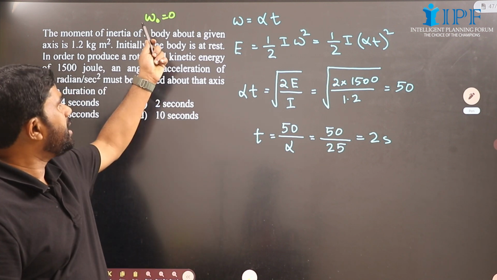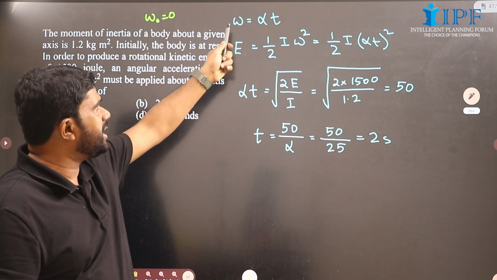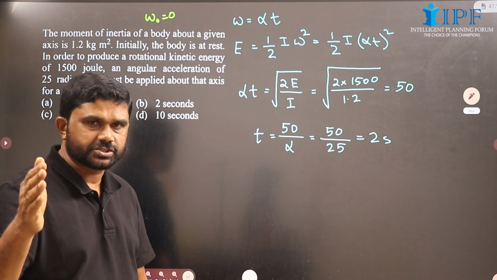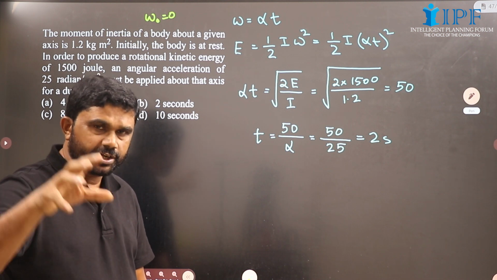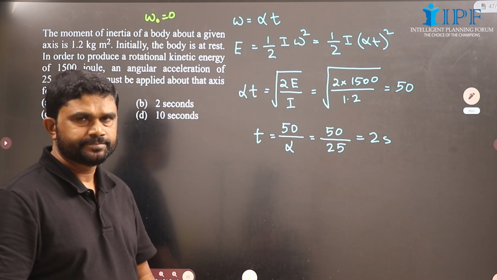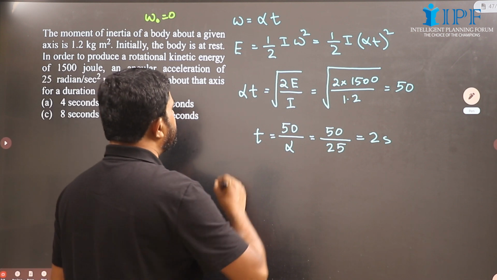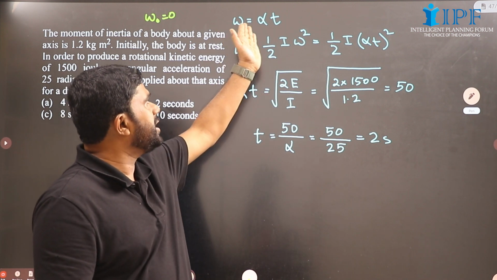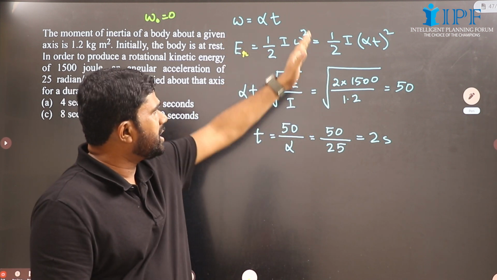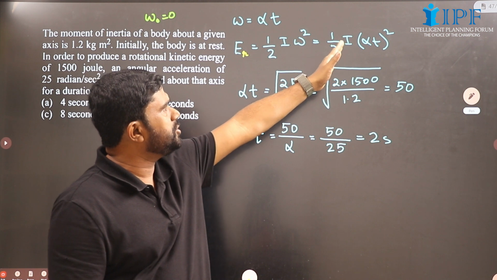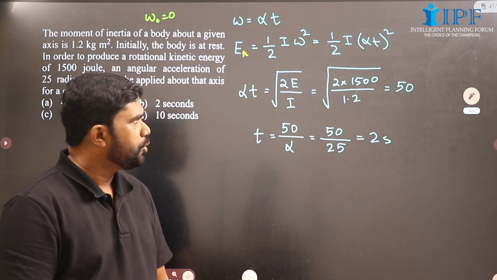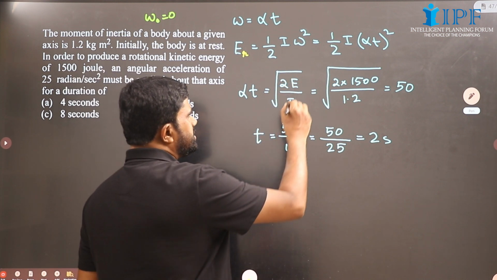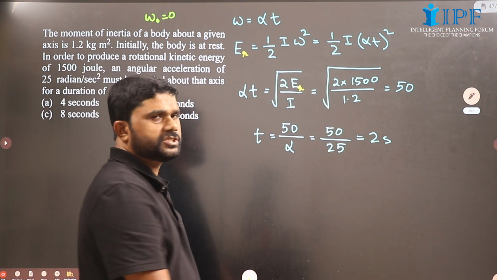So omega 0 is 0, so omega will be equal to alpha t. Translational kinetic energy is half mv square. Corresponding relation in rotational motion is half I omega square. This is the rotational kinetic energy, E with the suffix R. Here we have got omega equal to alpha t. So the rotational kinetic energy will be half into I into alpha t whole square. And alpha t will be under root 2 rotational kinetic energy divided by moment of inertia.